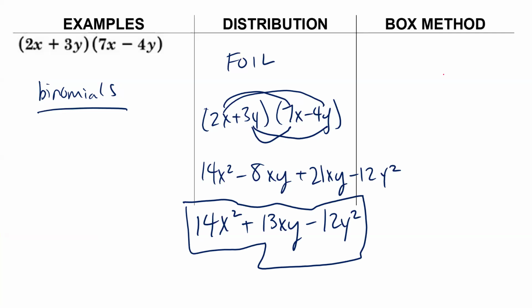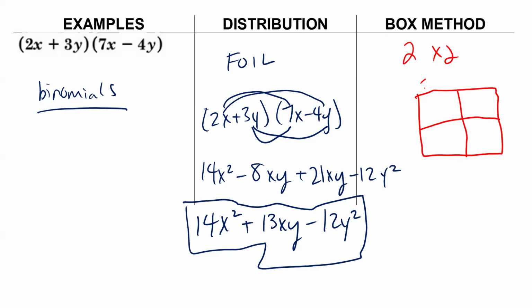If you are a box person, so if you chose to use the box method, you were creating a 2 by 2, correct? Because it's binomials. So your 2 by 2 should look something like this. You have 2x and a positive 3y. You have 7x and a negative 4y. And then we fill in 14x squared, 21xy. Then we have negative 8xy, and we have negative 12y squared. And your like terms for this were right there. Do we still get the same answer? Yes, it's just whichever one feels the most comfortable to you. Got it? All right, let's try another one.